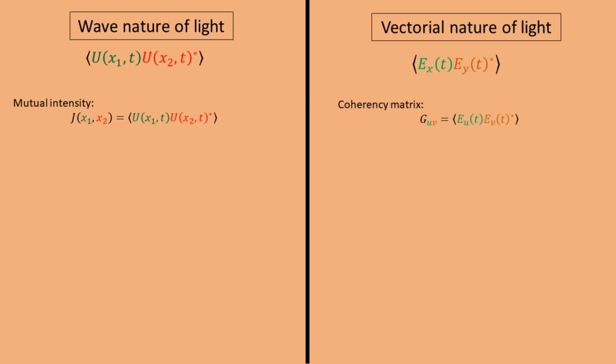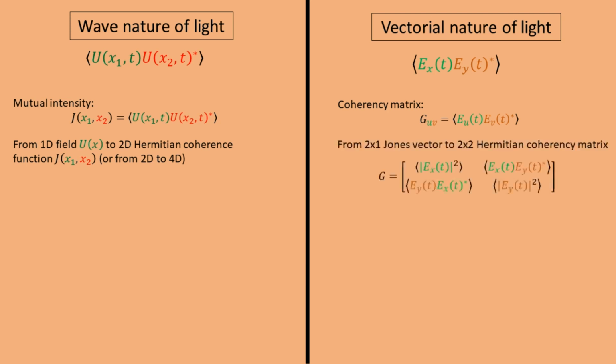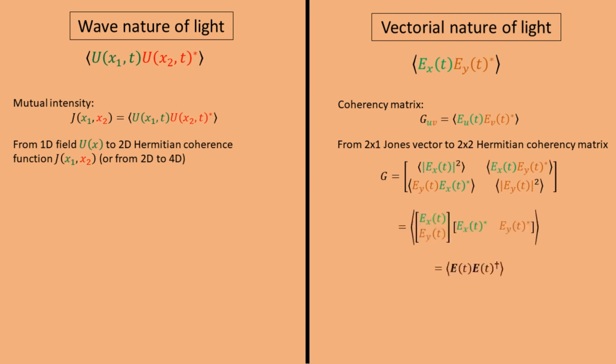To describe a spatially partially coherent field, we go from a 1D function to a Hermitian 2D function, or from a 2D function to a Hermitian 4D function. For a partially polarized field, we go from a 2x1 Jones vector to a 2x2 Hermitian coherency matrix, which can be written as the outer product of the field vector.